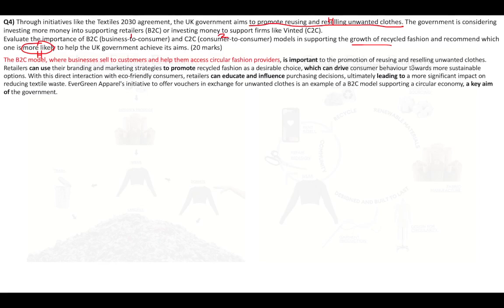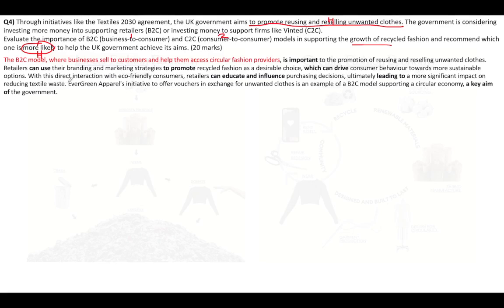Remember those marketing principles that we talk about: awareness raising, interest and action, towards a more sustainable option. With this direct interaction with eco-friendly customers, contextualized consumers, retailers can educate and influence purchasing decisions, ultimately leading to a more significant impact on reducing textile waste.